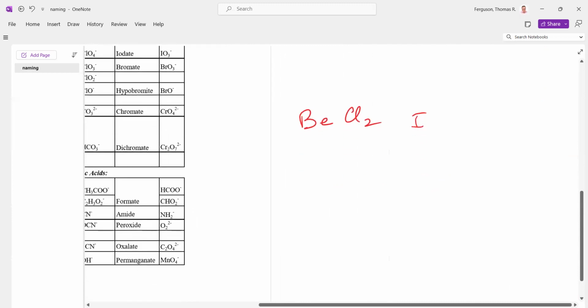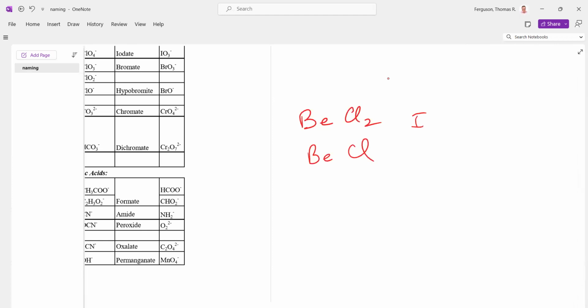Now, why did I put the 2 there on the chloride? This, yes.